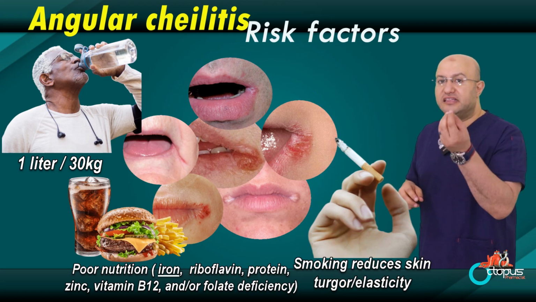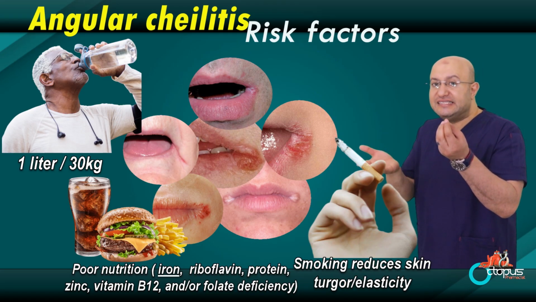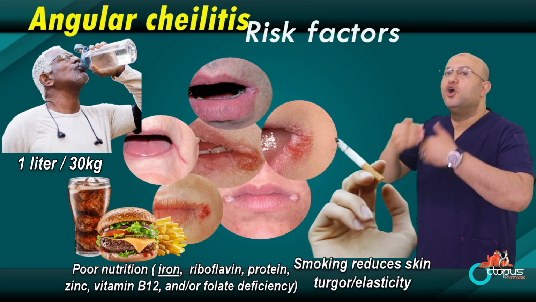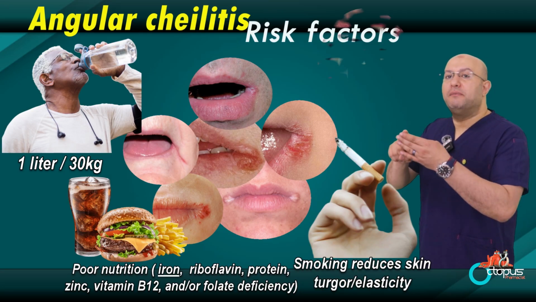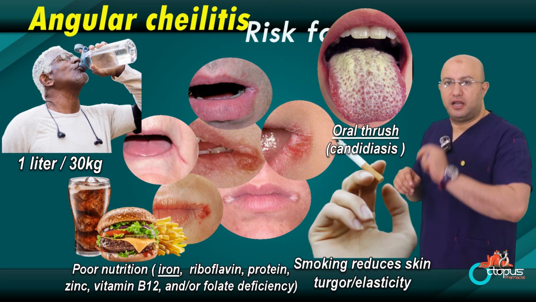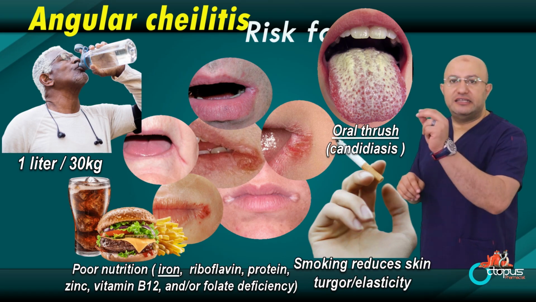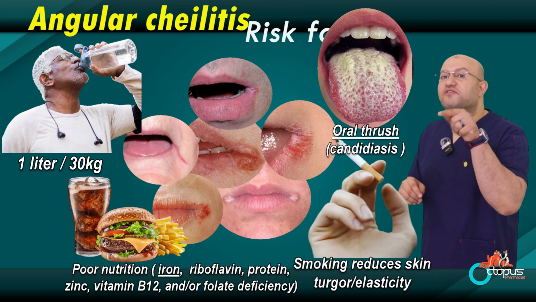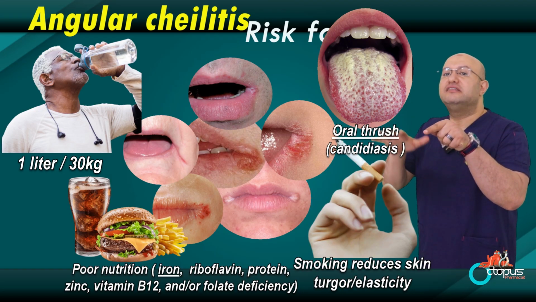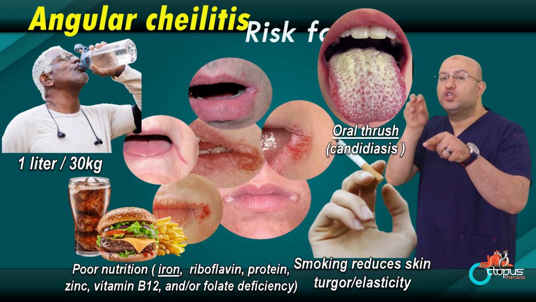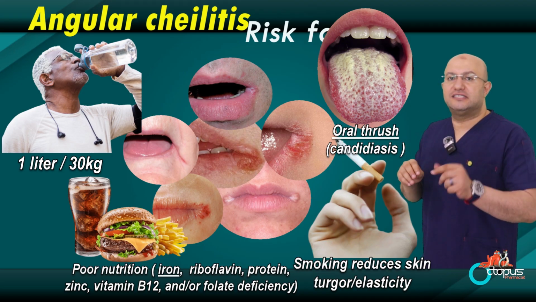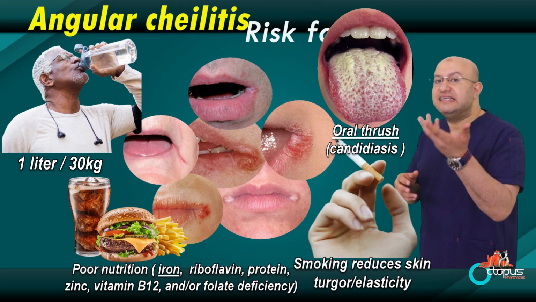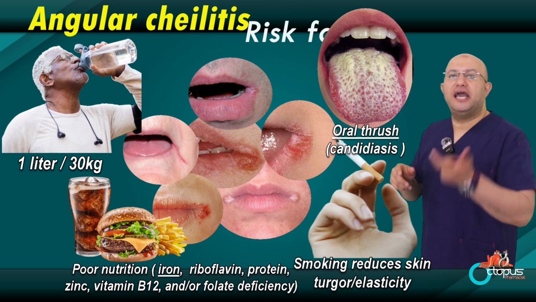Also, don't forget the importance of proteins and healthy fats, which are crucial for rebuilding damaged skin. 3. Smoking. Smoking has a direct negative effect on healing. It reduces blood flow and oxygen to tissues, delays cell repair, and weakens the lip's natural barrier. Studies have also shown that smoking increases the risk of recurrent inflammation and slows recovery after any lip injury or infection.